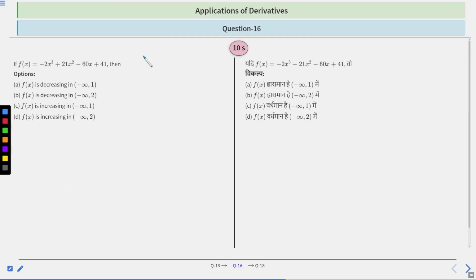Question number 16, which says if f(x) is minus 2x cube plus 21x square minus 60x plus 41, then again we have to talk about increasing and decreasing of this function. So again we will apply the same procedure. The hint of this question is we will first find f'(x), and see in which interval f'(x) is greater than 0 or less than 0. On the basis of that we will judge the options, clear? So again you have 10 seconds to solve this question. After 10 seconds we will discuss the solution.